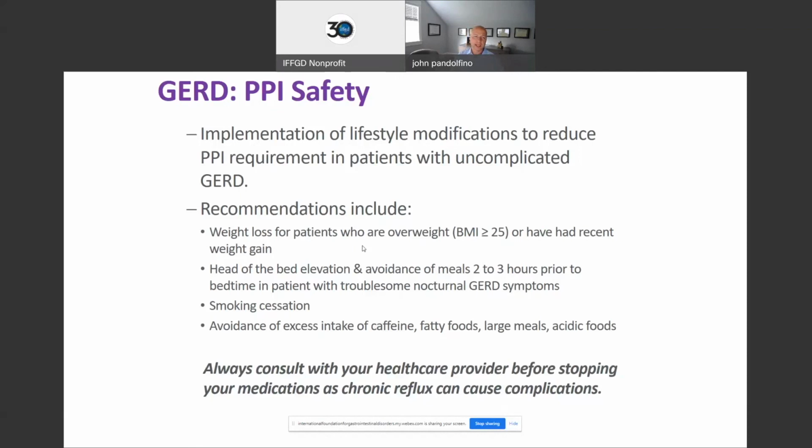But that being said, smoking can make reflux worse, and we should look for that. And then, of course, avoidance of excess intake of caffeine, fatty foods, large meals, and acidic foods that trigger your reflux. I will tell you that I do not expect all of my patients to avoid all of these particular foods, because I don't want to destroy their quality of life by making them too focused on all the foods that can cause reflux, and they really only target the actual foods that trigger their symptoms.